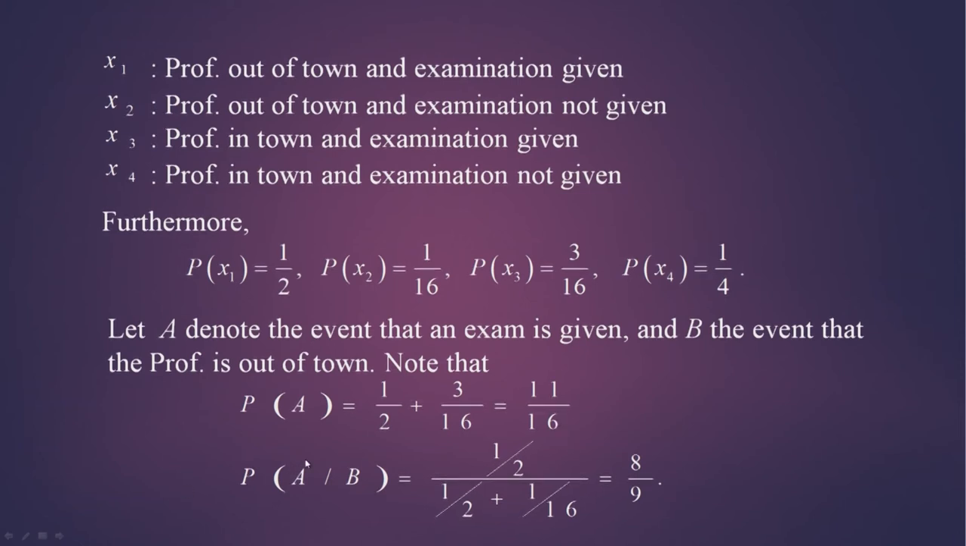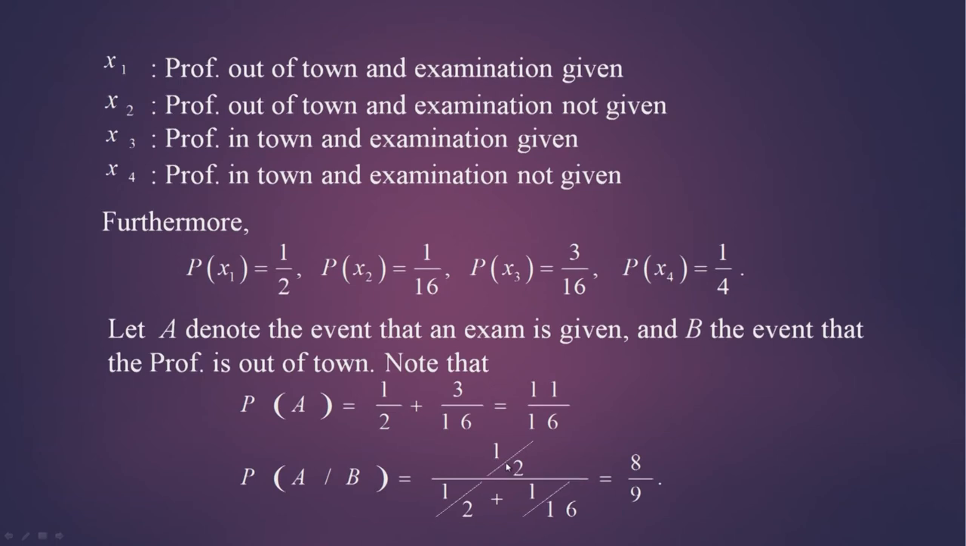Now, next we are finding the conditional probability of A given B. So, that is probability of A intersection B divided by probability of B. Now, what is probability of B? B is the event that professor is out of town and that is occurring in two places, x1 and x2. So, to find the probability of B, we have to add the probability of x1 and probability of x2. So, that is here in the denominator.